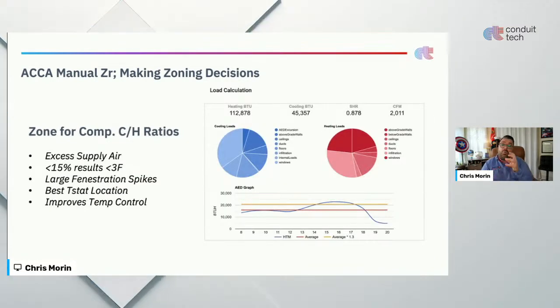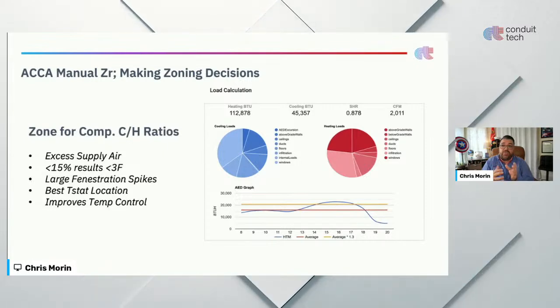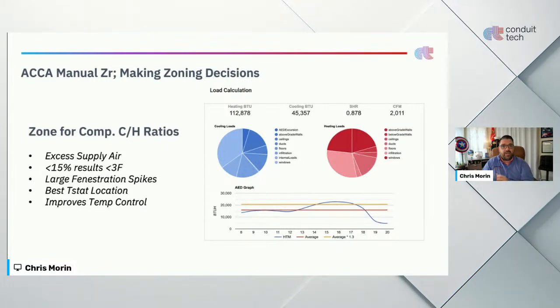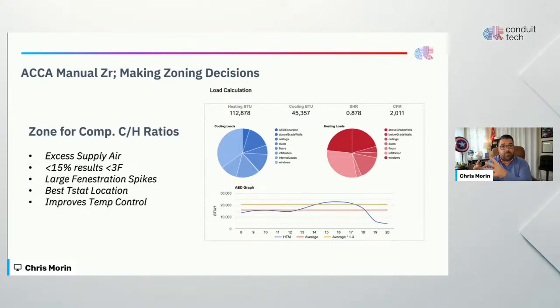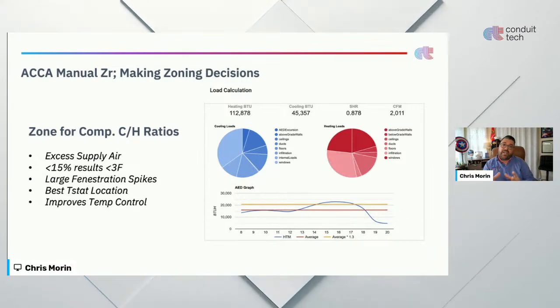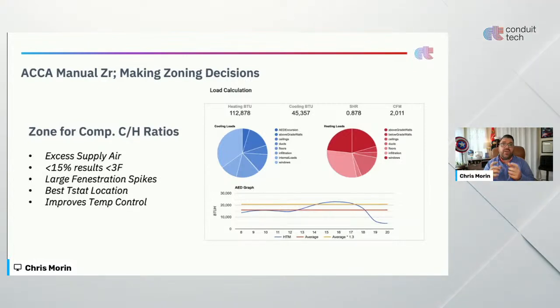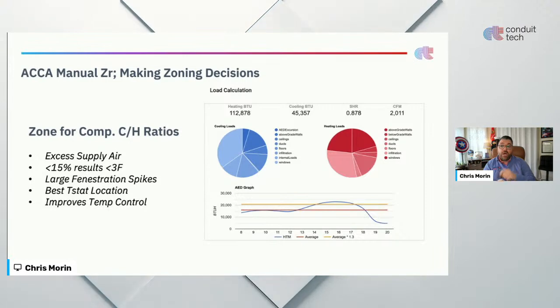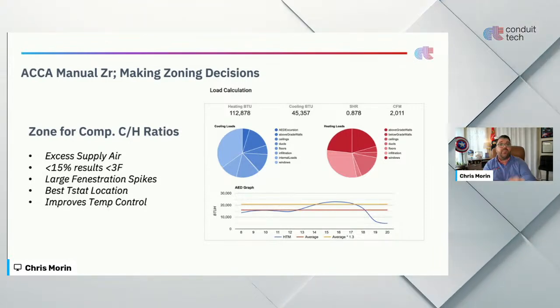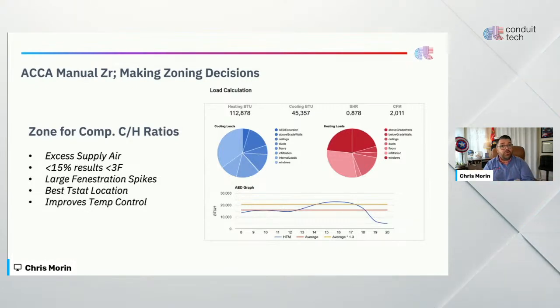Now, we have to be able to contain that excess supply air, and this is the way to do it, right? Because we're putting those compatible rooms together in one space. And by doing that, we're not going to overheat and overcool the spaces that are not compatible. If you find that the airflow needs are within 15% of each other, then you're going to be able to maintain that 3 degree plus or minus, and you're not going to have comfort concerns or problems. What you have to look for is large fenestration spikes, and we find this on the AED graph that's provided with Manual J version 8 software like Conduit Tech, right?